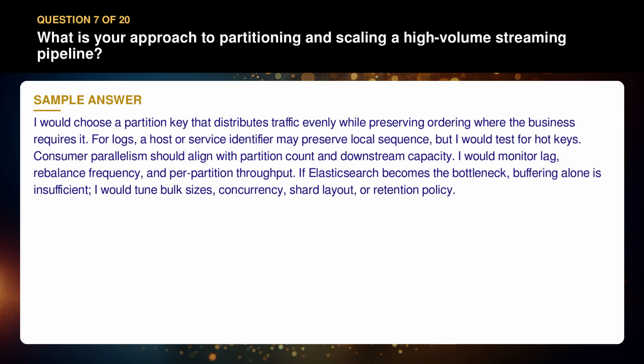Consumer parallelism should align with partition count and downstream capacity. I would monitor lag, rebalance frequency, and per partition throughput. If Elasticsearch becomes the bottleneck, buffering alone is insufficient. I would tune bulk sizes, concurrency, shard layout, or retention policy.